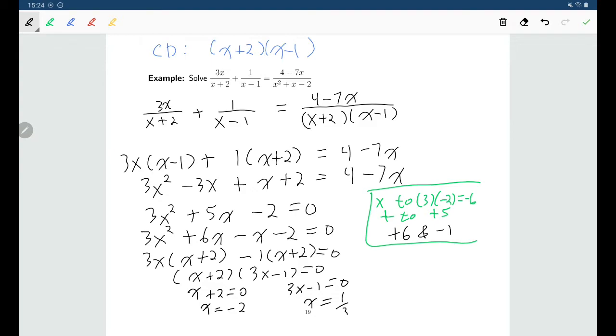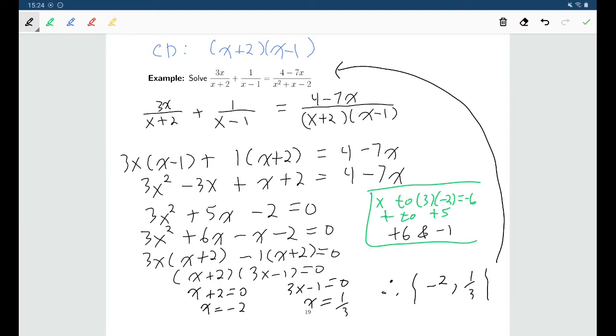There we go. So we have two solutions in our solution set, negative 2 and positive a third. Now, if you got to this point and you haven't had any warning bells going off in your mind, this is where you should stop and go back to the very beginning and just ask yourself the question, are both of those solutions to the original equation?